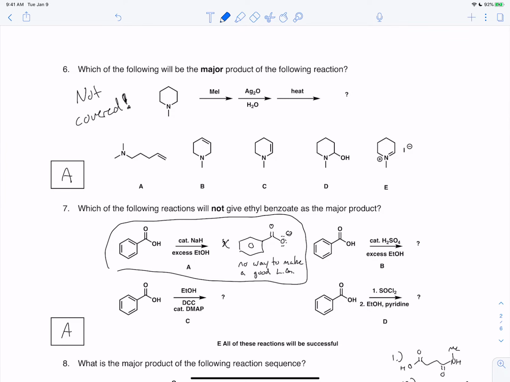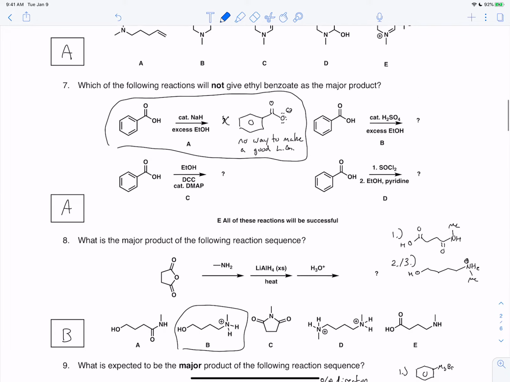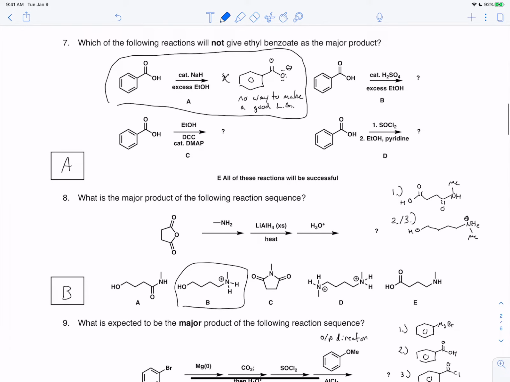Sadly, number 6 we did not get a chance to cover because of the truncated lectures, so we're not going to cover this. So here we're looking for which reaction will not give ethyl benzoate as a major product.